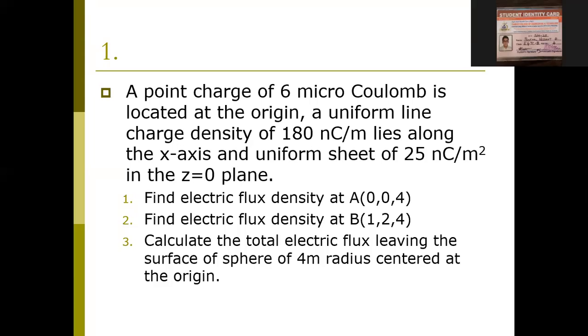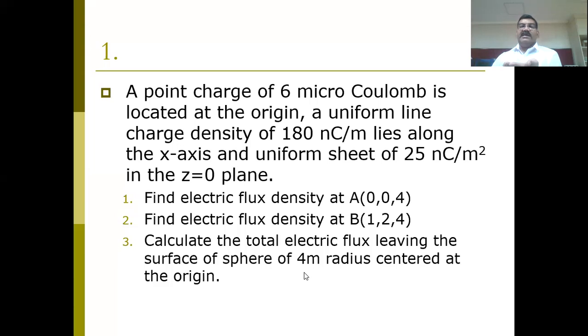Pi r square. Correct, pi r square, simple. So pi is there, r is 4 meter. So pi r square is the area, multiplied by 25, and the answer in meter square will come out.